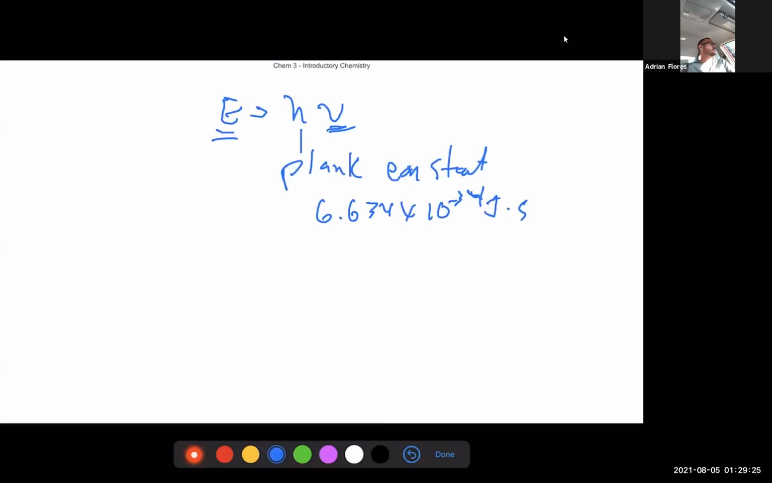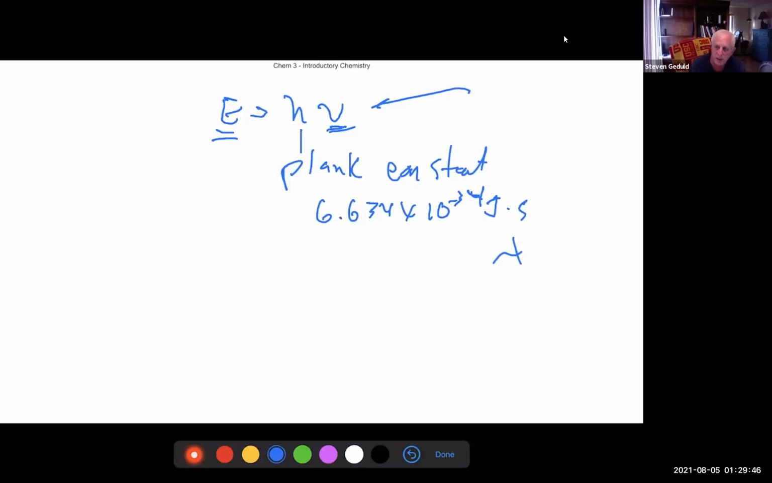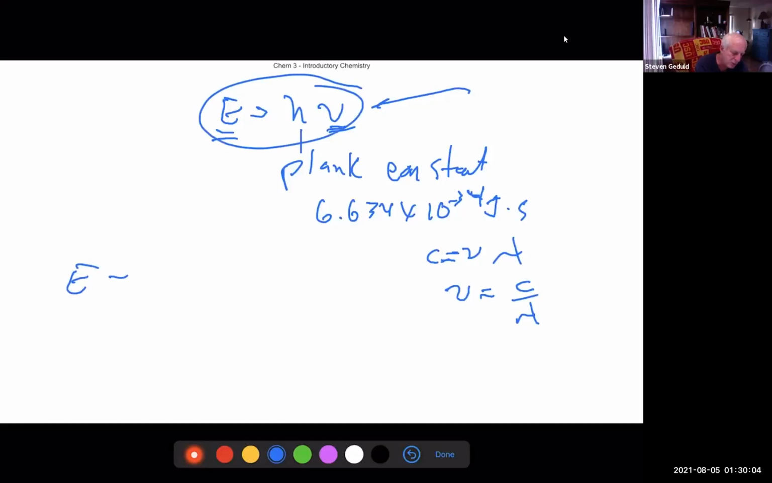Now you can solve any equation you want for frequency or for wavelength if you're given the energy. If we calculate energy and you're given frequency, you plug frequency in. If you're given lambda, you have to substitute into your equation. C equals frequency times lambda, so frequency is equal to C divided by lambda. So instead of writing E equals h nu, you can write E equals h, and instead of frequency, we can write C over lambda.